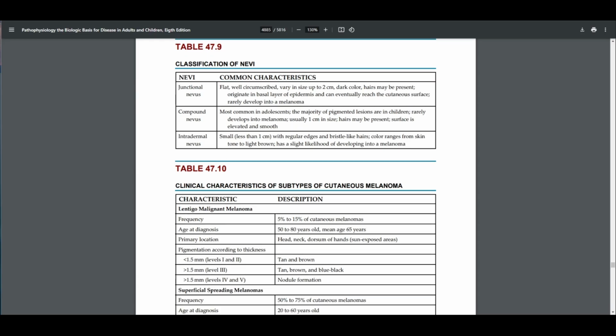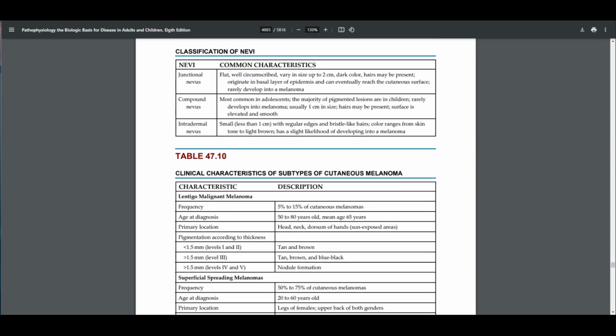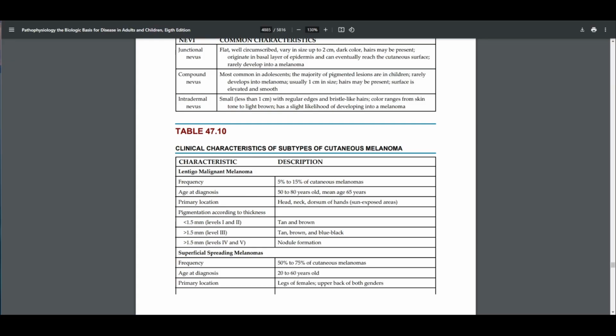So here are different classifications of nevi: the junctional nevus, the compound nevus, and the intradermal nevus. Nevus. It's nevus, not nervous. I'm sorry. And then clinical characteristics of subtypes of cutaneous melanoma.